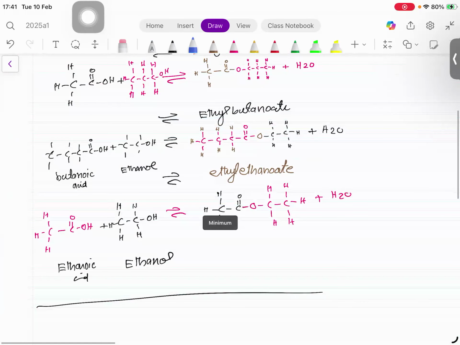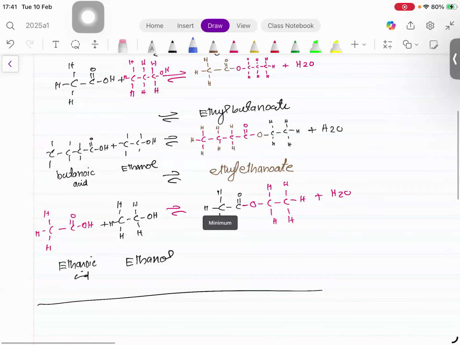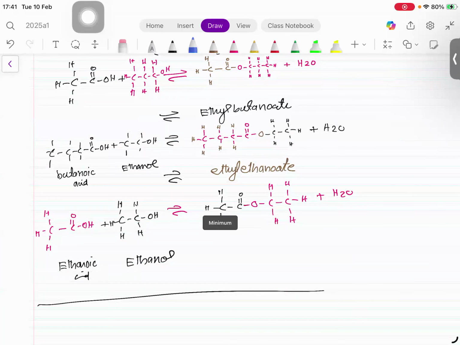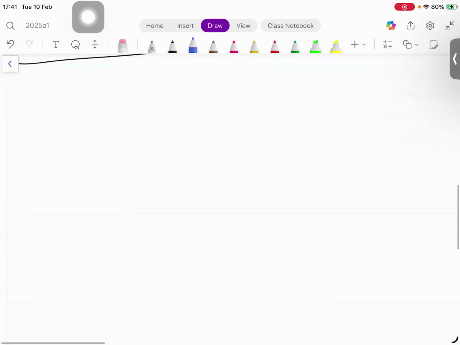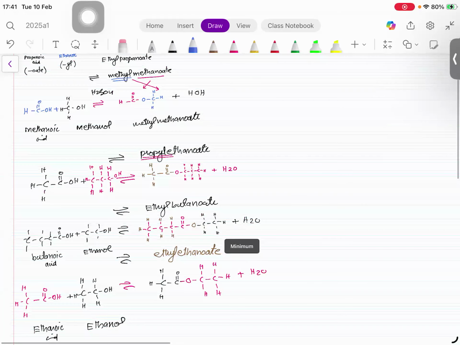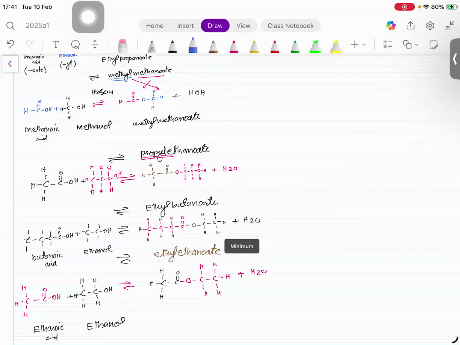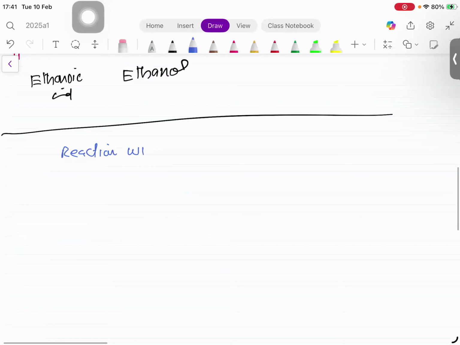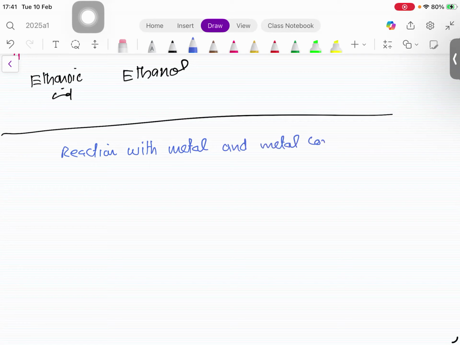Okay, let's continue with other reactions of carboxylic acid. This was one of the reactions of carboxylic acids, known as esterification. Let's continue with other reactions of carboxylic acids. Okay, the other reaction, write down please: reactions of carboxylic acids with metals and metal compounds.